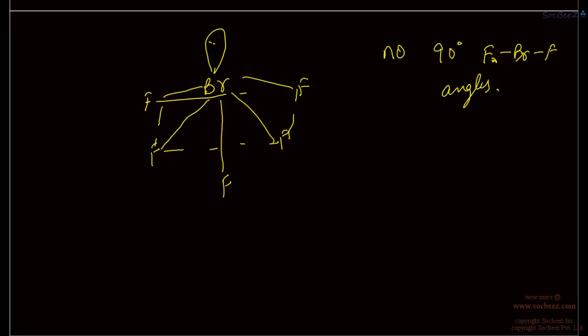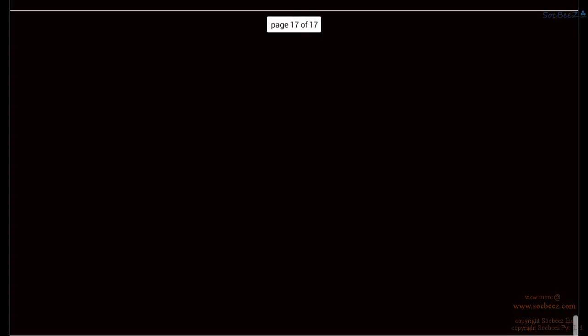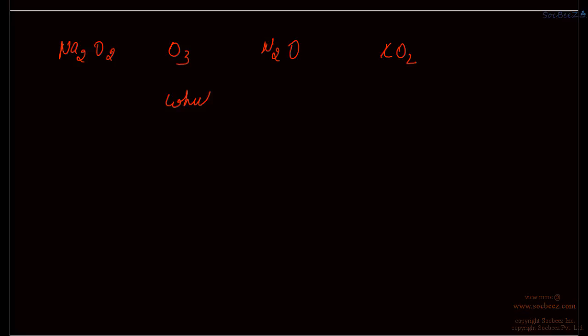So there was one question asked in IIT JEE 2007 where we were given 4 compounds: Na2O2, O3, N2O and KO2. We were asked which compound is paramagnetic.